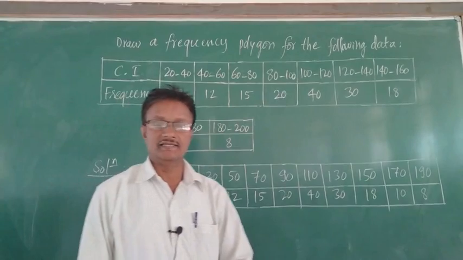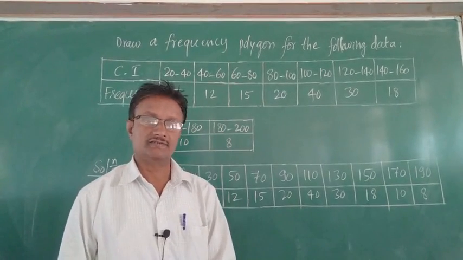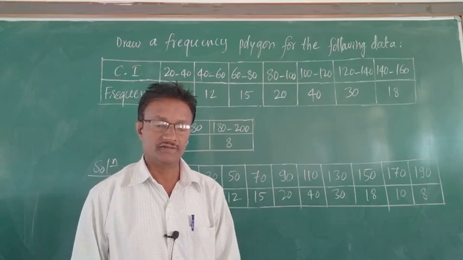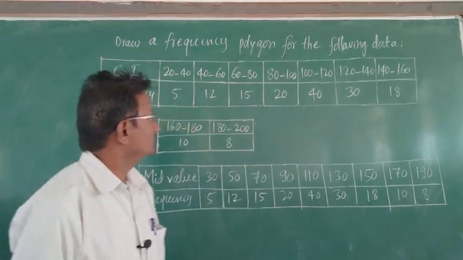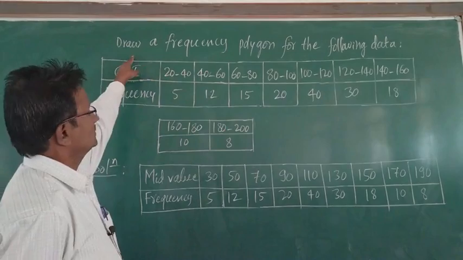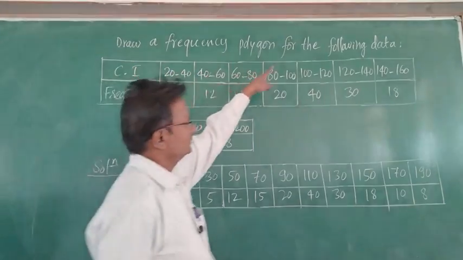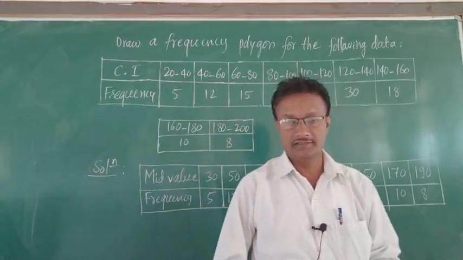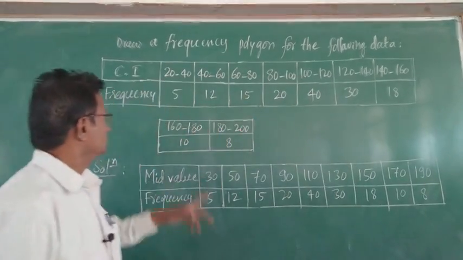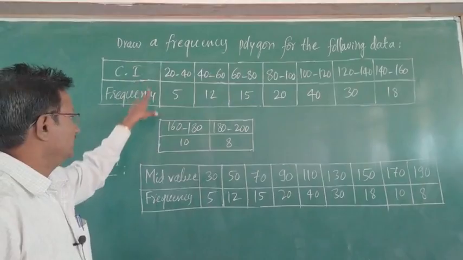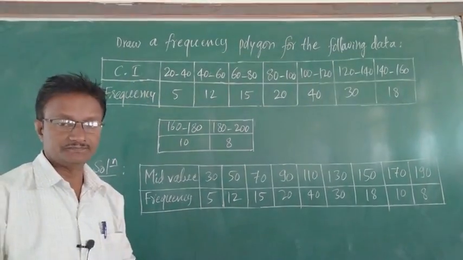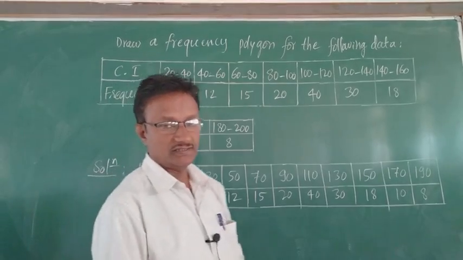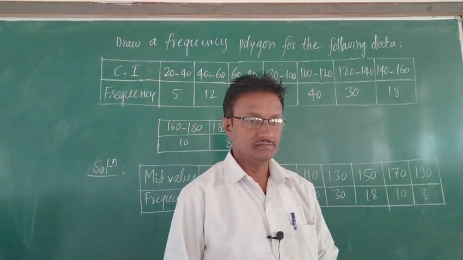Here is an example for construction of a frequency polygon. The question is, draw a frequency polygon for the following data. Here class intervals and frequencies are given. It is a continuous frequency distribution.